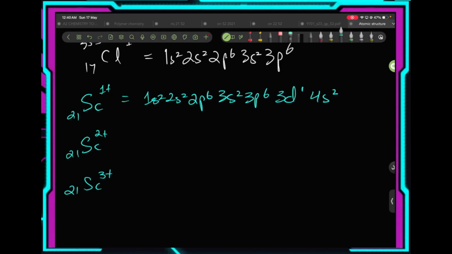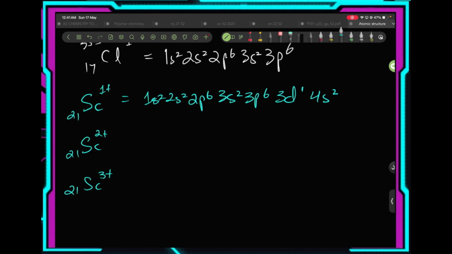Now is this a stable version? Yep. Now you start removing electrons. Now you tell me, where would the electron be removed from first? Yep, 4s is on the outside. After the stable electronic configuration, 4s is outside, so you remove the electrons from 4s first.